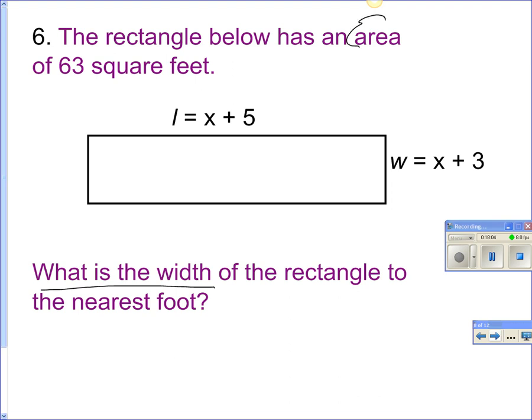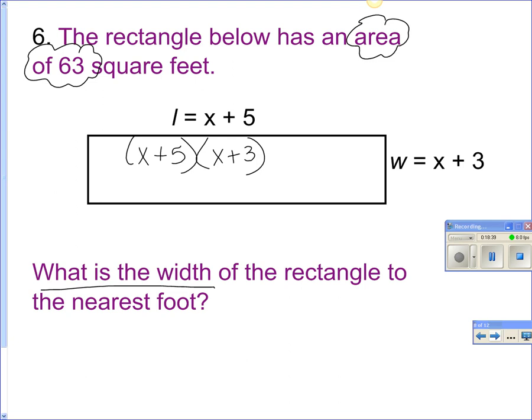Very good. An area of 63. An area of 63. Jack, what do you think we're going to do first on this one? Good. What does area mean to do? But I'm asking Jack. Ah, I like that word. Thank you. So x plus 5 and x plus 3 is what I'm multiplying.